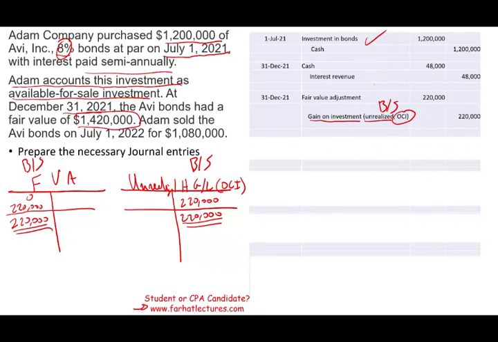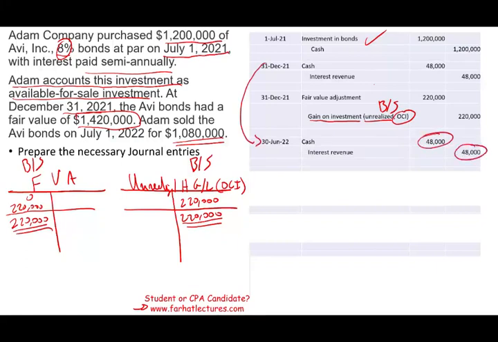Now, we sold this investment on July 1st for $1,080,000. Now, before July 1st, we did receive some cash because this investment pays interest semi-annually. So before that, on June 30th, we received the same amount of cash. Therefore, again, debit cash, credit interest revenue. Okay, and this goes to the income statement. Interest revenue goes into net income. I didn't say this, but obviously it should be implied.